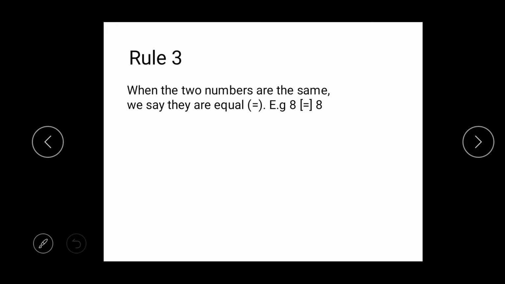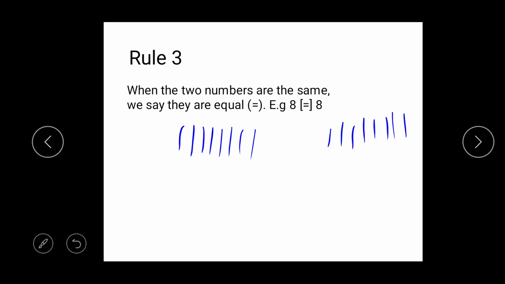The last rule, rule number 3, is the equals to sign. Equals to means they are the same. So when you see two numbers that are the same, you use equals to. You can see 8 is equal to 8. When you count 8, 1, 2, 3, 4, 5, 6, 7, 8, and when you count this other 8, 1, 2, 3, 4, 5, 6, 7, 8, they are actually the same. No one is bigger, no one is smaller. So we can say this is equal to this.